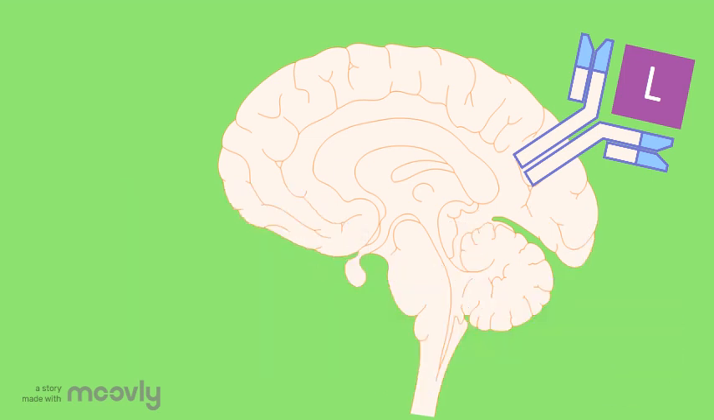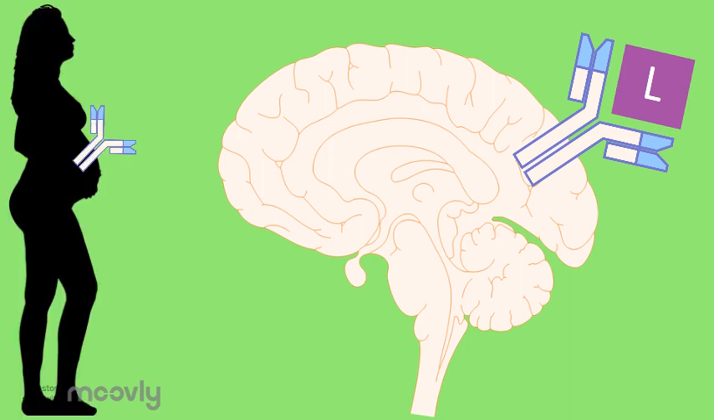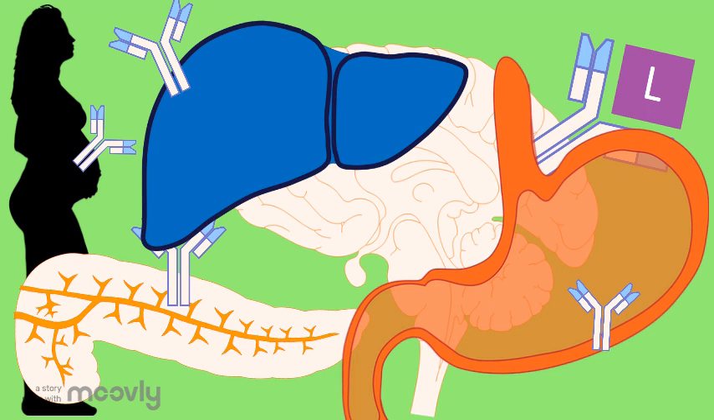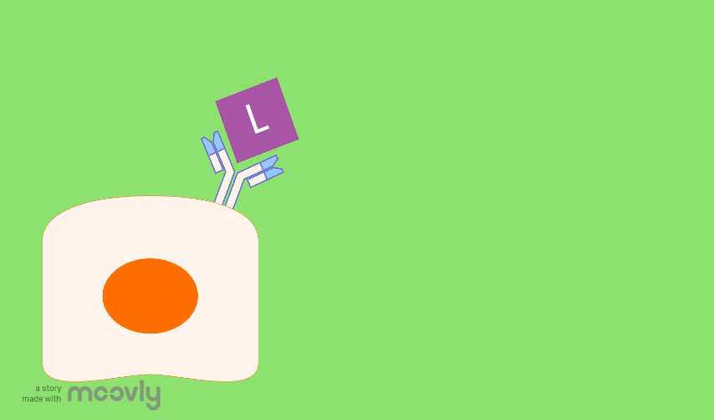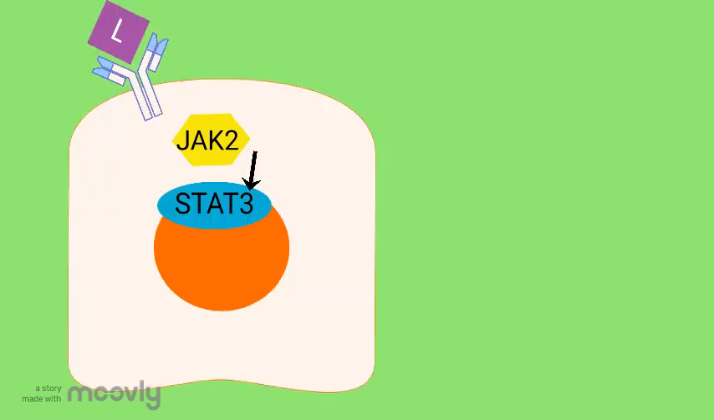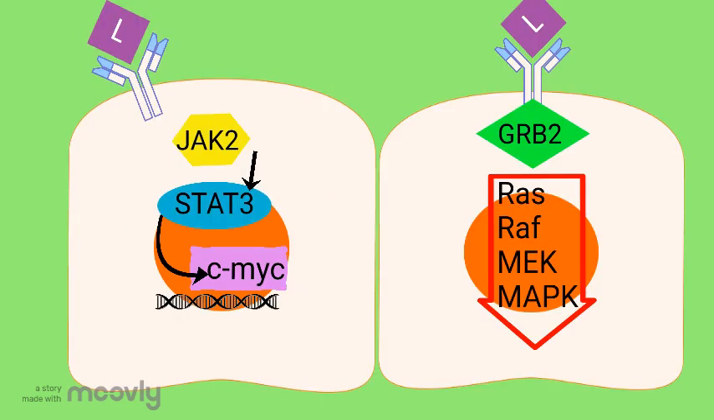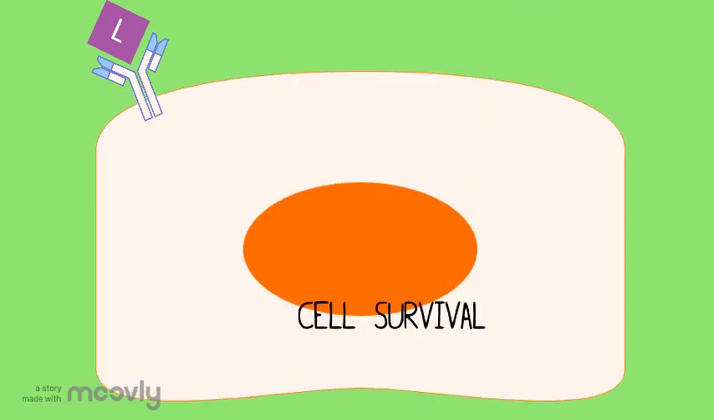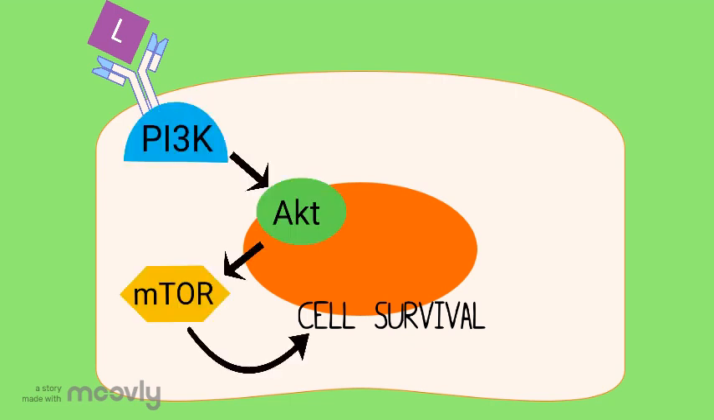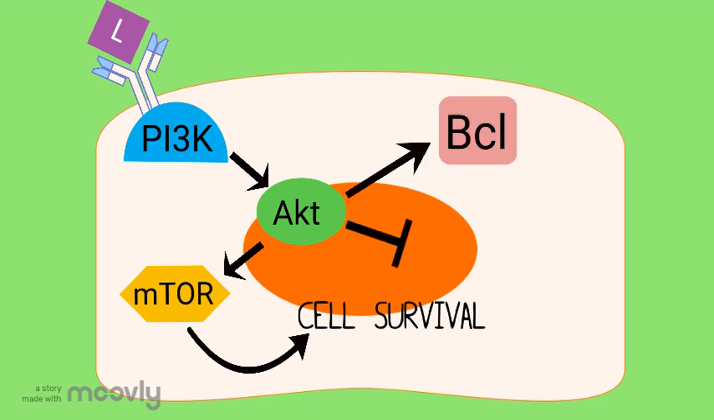Further studies, however, have shown that leptin receptors are expressed in many other tissues, including the placenta, pancreas, stomach, liver, lung, and heart. In these tissues, leptin binding mediates cell proliferation through activation of the STAT3 pathway and the MAP kinase pathway. Leptin is also thought to promote cell survival via activation of the PI3 kinase pathway, upregulation of anti-apoptotic genes such as BCL, and downregulation of pro-apoptotic genes such as tumour suppressor gene P53 and BAX.